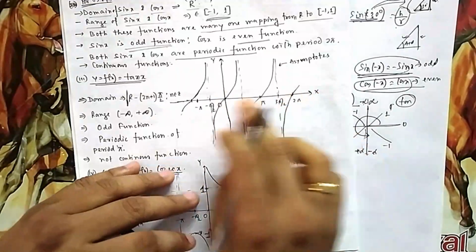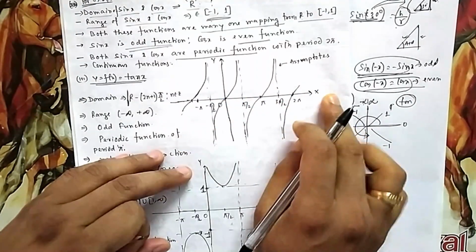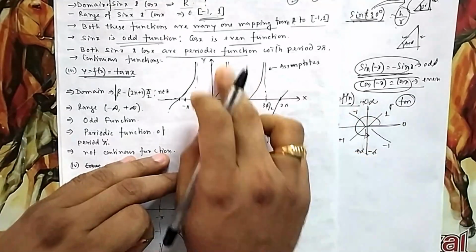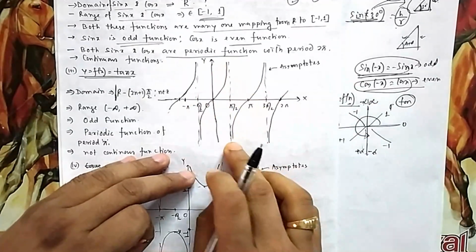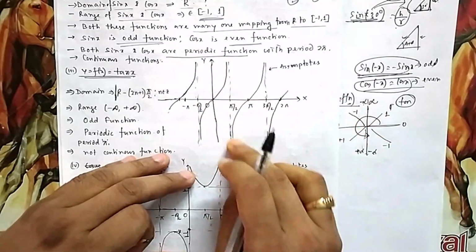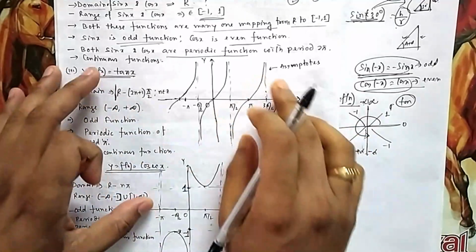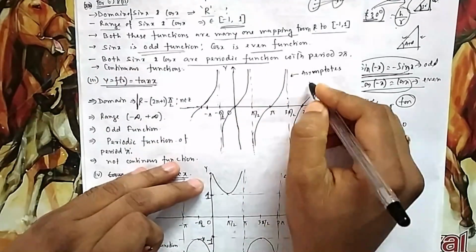So in linear movement, if I take it on the x-axis, then from 0 to pi by 2 it will increase, then suddenly from plus infinity it will go to minus infinity, and then it will again go on increasing. So you can see there is a discontinuity, and these lines are known as asymptotes.